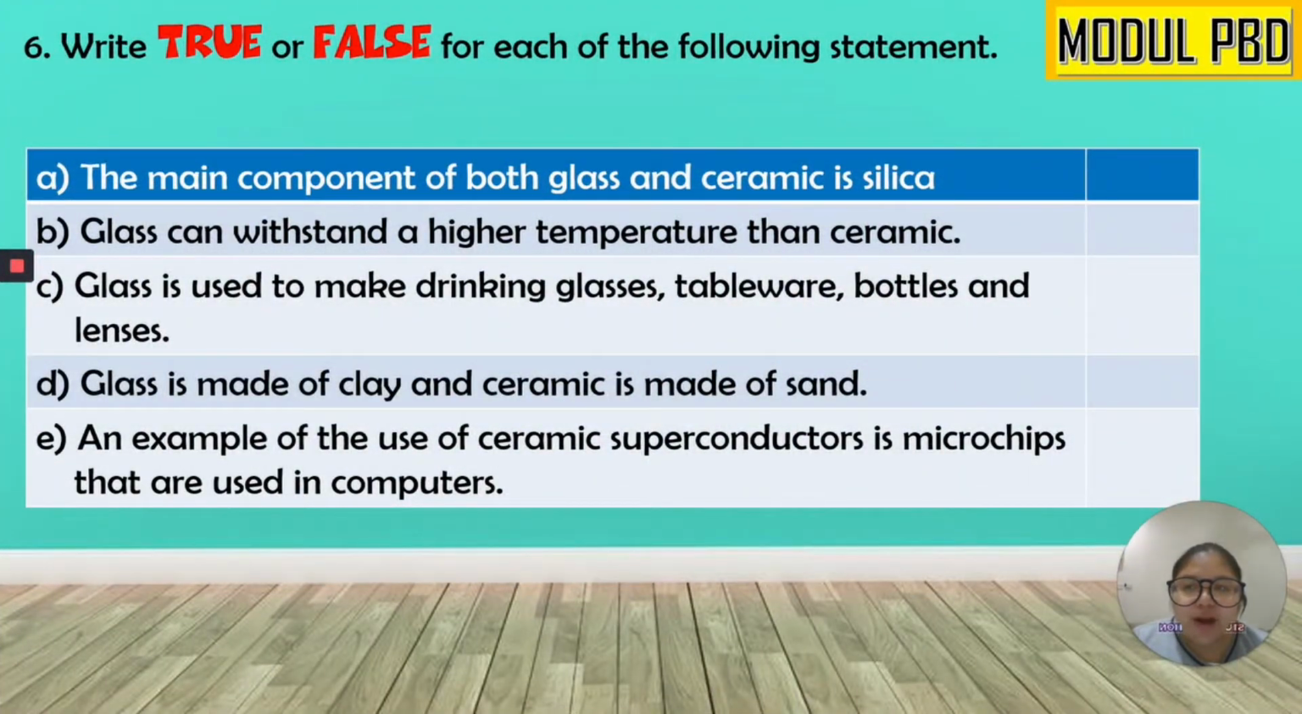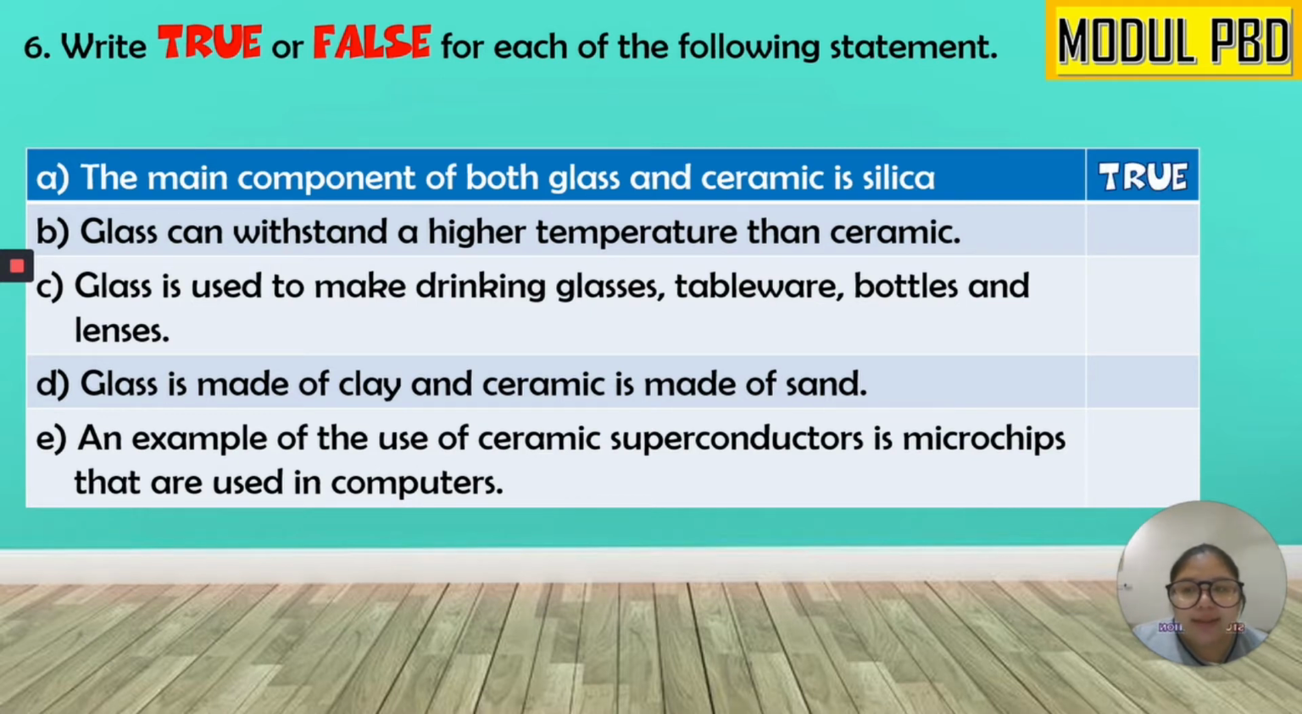Okay, we see the right, true, and also false for every following statement. Okay, let's see the first one. The main component of both glass and ceramic is silica. Yes. Okay, both are also made by silica.